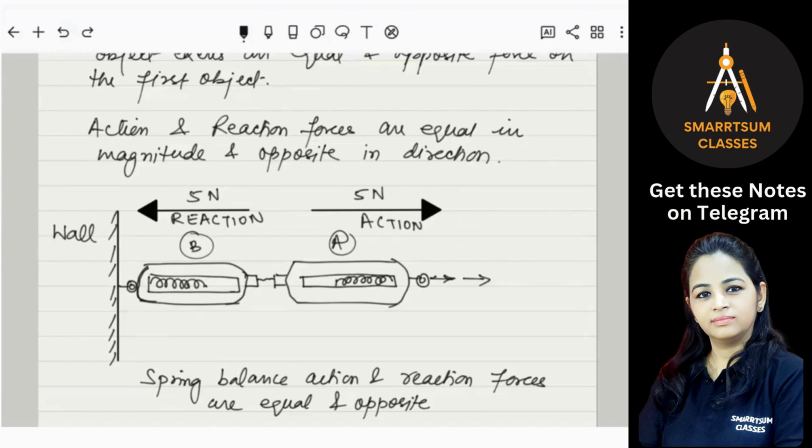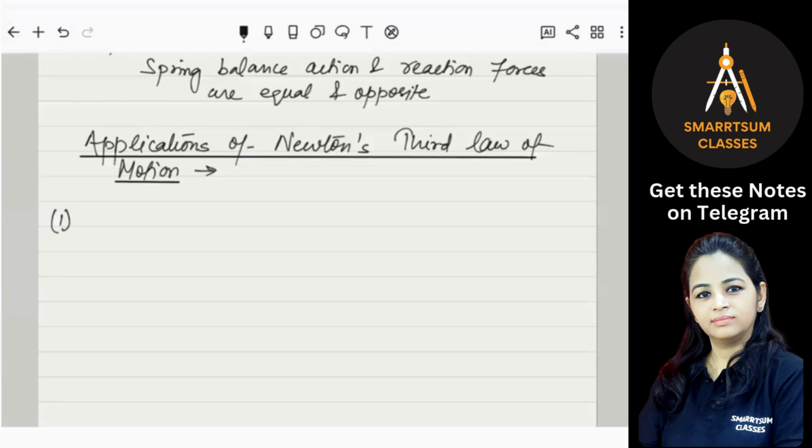Is that all? Application of Newton's third law of motion: collision of two persons. This is an example of Newton's third law of motion. What happens when two persons collide with each other? Suppose two persons are walking or running in opposite directions, and they suddenly collide with each other. Then what happens? They both feel hurt, right?